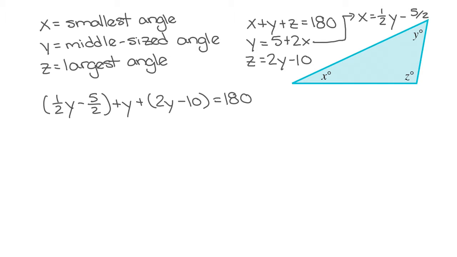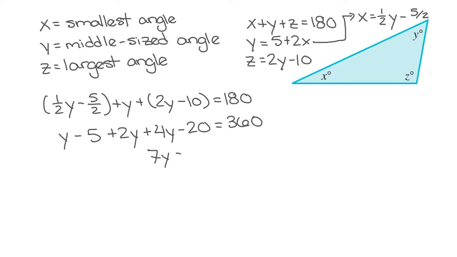First, we'll eliminate the fractions by multiplying both sides of the equation, or each term in the equation, by 2. We have y minus 5 plus 2y plus 4y minus 20 is equal to 360. We then combine like terms on the left side of the equation to get 7y minus 25 is equal to 360. Adding 25 to both sides of the equation, we have 7y is equal to 385. And then dividing both sides of the equation by 7, we have y equals 55.